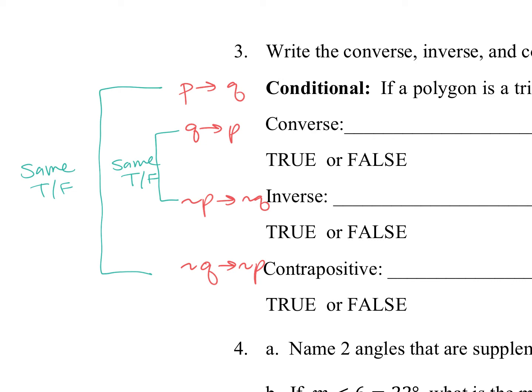So you can go true, true, true, true. You can go false, false, false, false. You can go true, false, false, true. Or you can go false, true, true, false. But you cannot go true, false, true, false, or false, true, false, true. Okay?